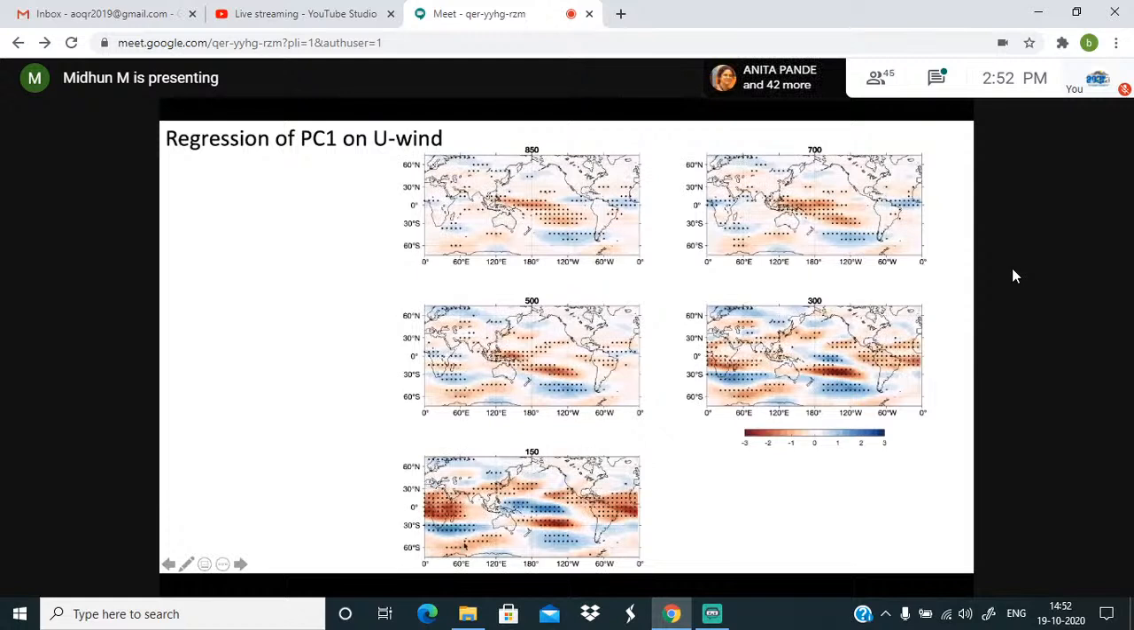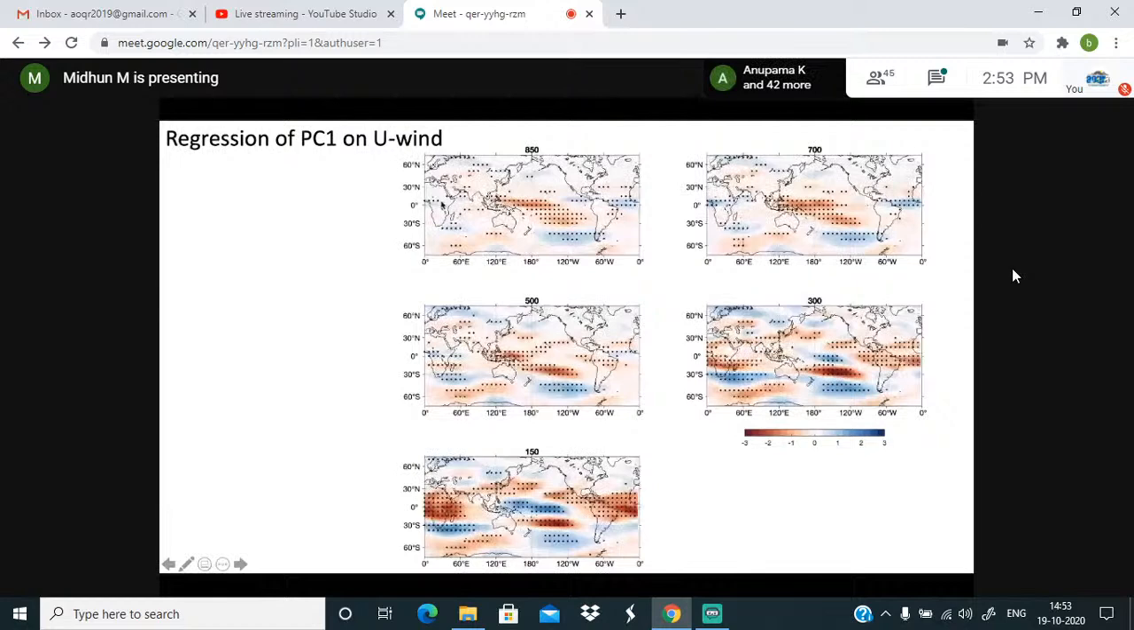The relation between zonal wind and PC1 is strong at the 150 hectopascal level, and it is weak in the lower level, and the signs are reversed. Wherever you see a positive anomaly here, you see a negative anomaly here. Here you see easterly anomalies, and here you see westerly anomalies.